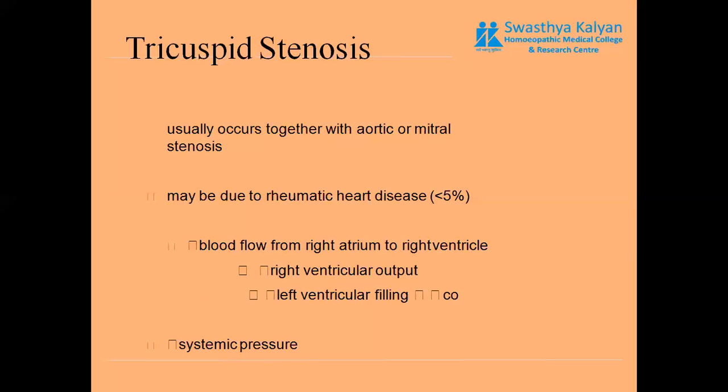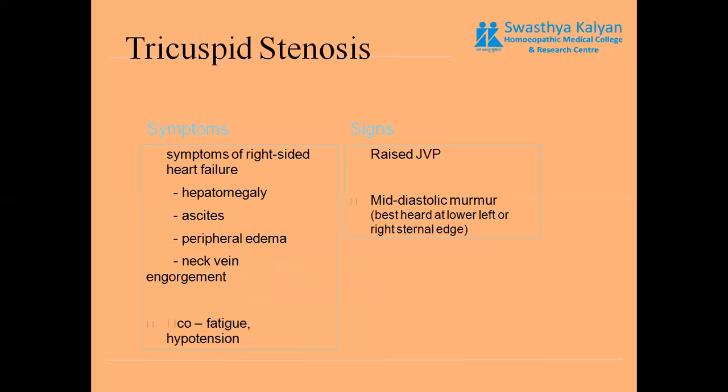So let me explain this again. What happens here is, as this is stenosis, the valve won't open completely. So that will lead to incomplete emptying of blood into the right ventricle. So there is decreased blood flow, which in turn will decrease the output of the right ventricle, which in turn will decrease the blood coming to the left side of the heart, which in turn will again reduce the cardiac output, and the systemic pressure is also reduced as the cardiac output is getting less.